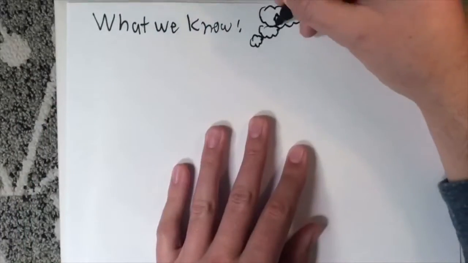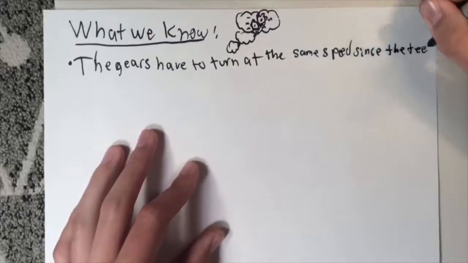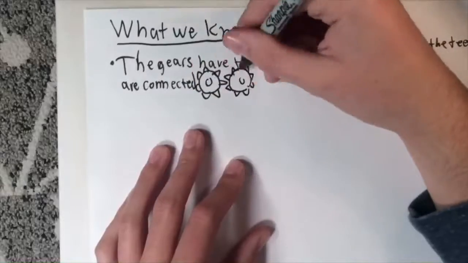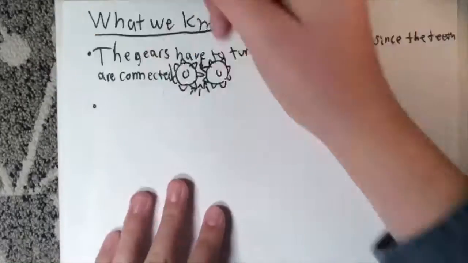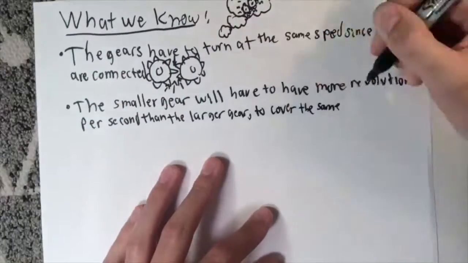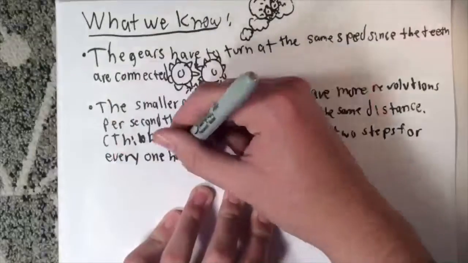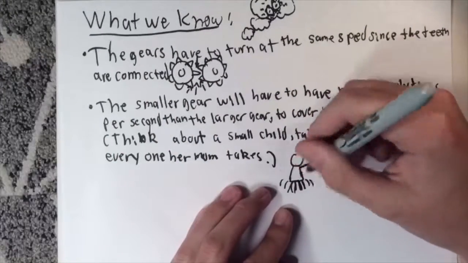What we know. The gears have to turn at the same speed since the teeth are connected. The smaller gear will have to have more revolutions per second than the larger gear to cover the same distance. Think about a small child taking 2 steps for every one that her mom takes.